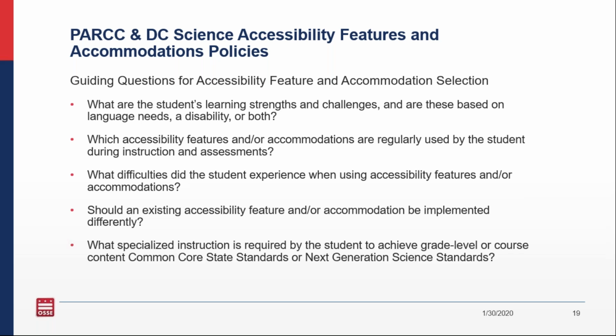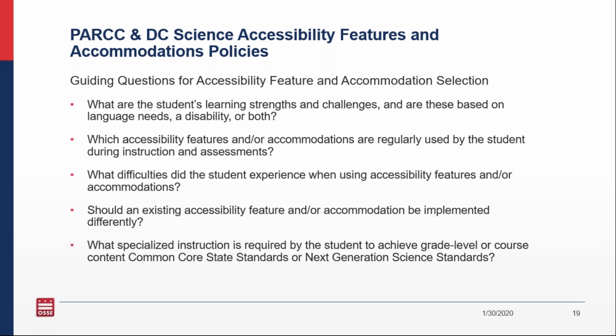We know that if you're introducing a new accommodation or accessibility feature to the student, they may struggle initially or not be as successful as the team thought. So identify those challenges, document those challenges, and if the student is not being successful with this new feature or accommodation, amend the IEP and identify something that will benefit the student in the classroom and on the assessment.